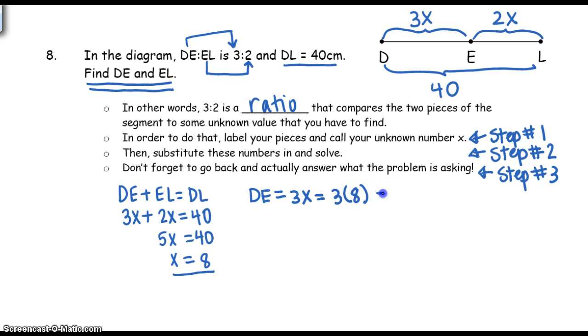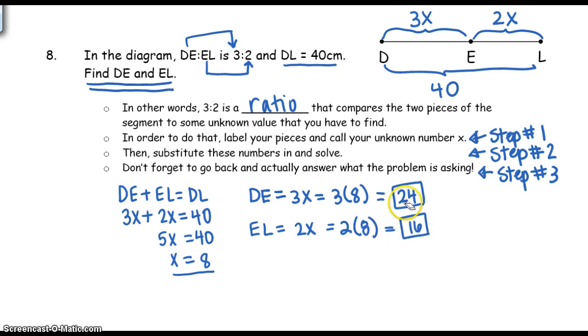So 3 times 8 is 24. So there's DE. And then the next thing we have to find is EL. Look at the picture. EL is right here. It's 2x. So we could do 2 times 8, and that gives us 16.